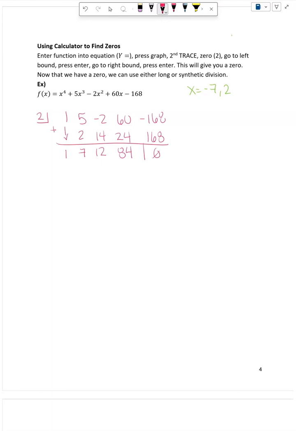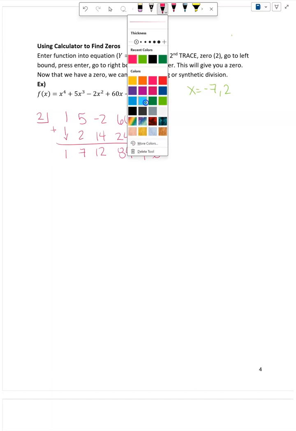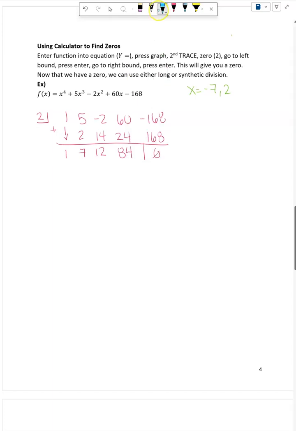Okay. Now we can just jump straight into the other one. No sense in doing anything else. We'll just put our negative 7 here. Drop this guy. Negative 7 and 1 is a negative 7. This is going to give us a 0. Negative 7 times 0 is 0. This gives us a 12. And negative 7 times 12 is a negative 84, which gives us a 0.